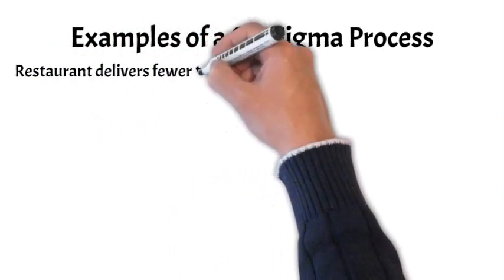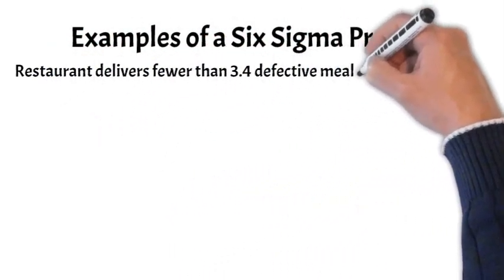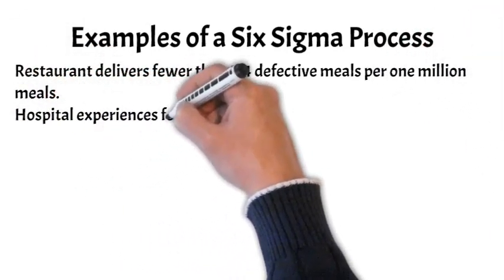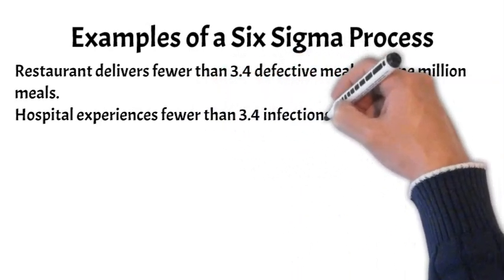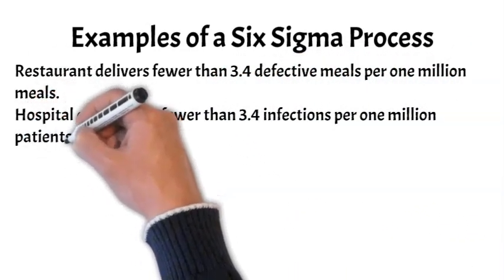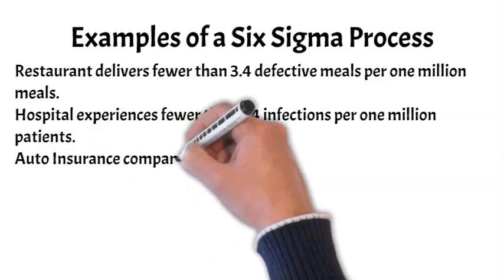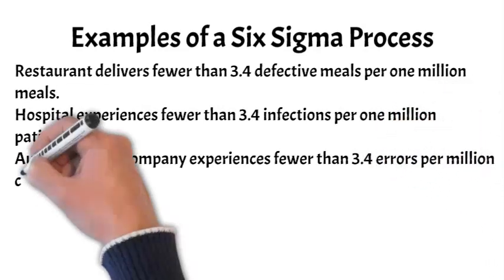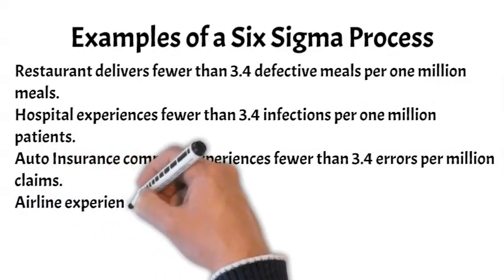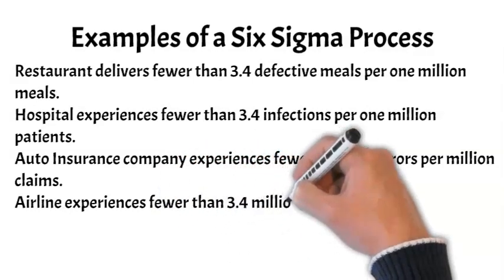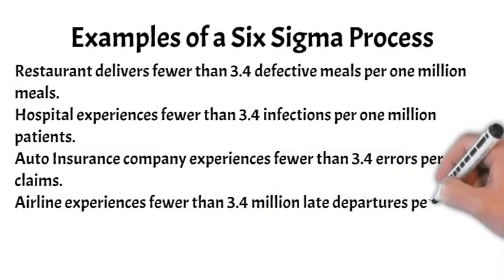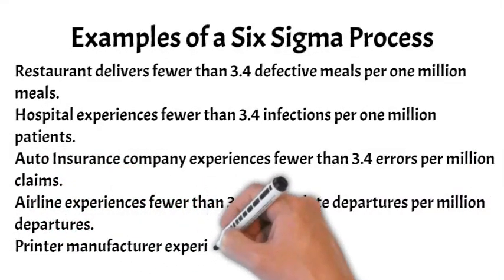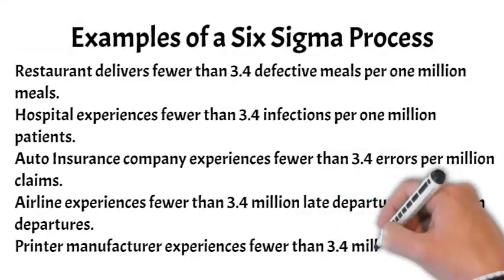A restaurant would deliver fewer than 3.4 defective meals per 1 million meals. A hospital would experience fewer than 3.4 infections per 1 million patients. An auto insurance company would experience fewer than 3.4 errors per million claims. An airline would experience fewer than 3.4 late departures per million departures. A printer manufacturer would experience fewer than 3.4 defective units per 1 million produced.